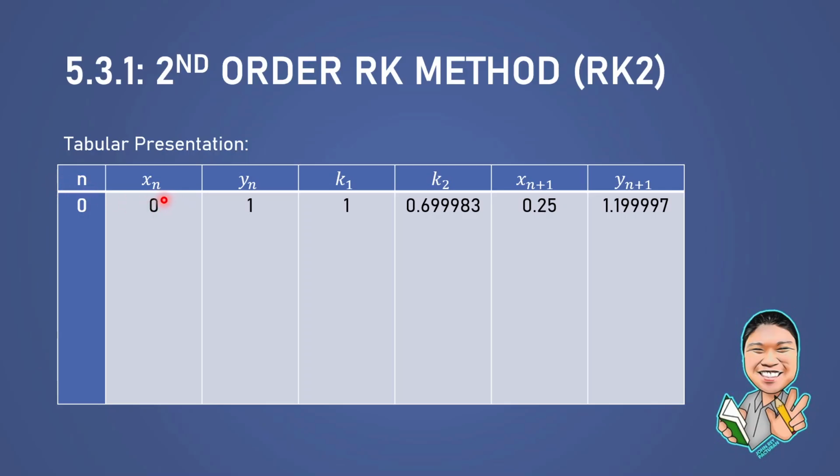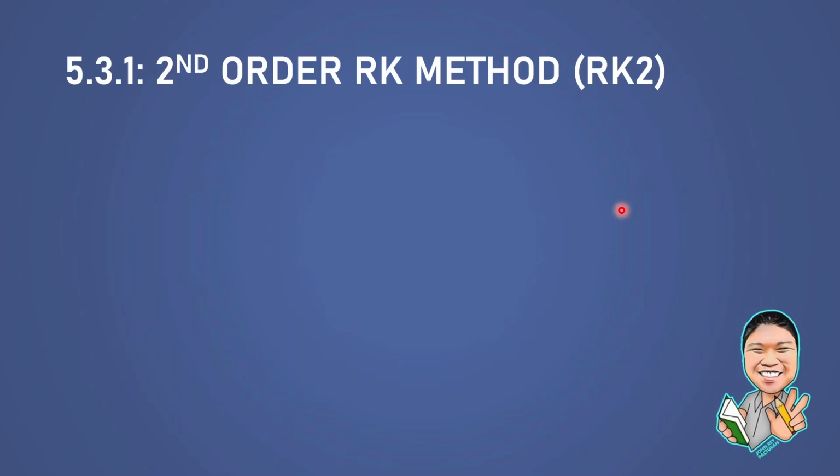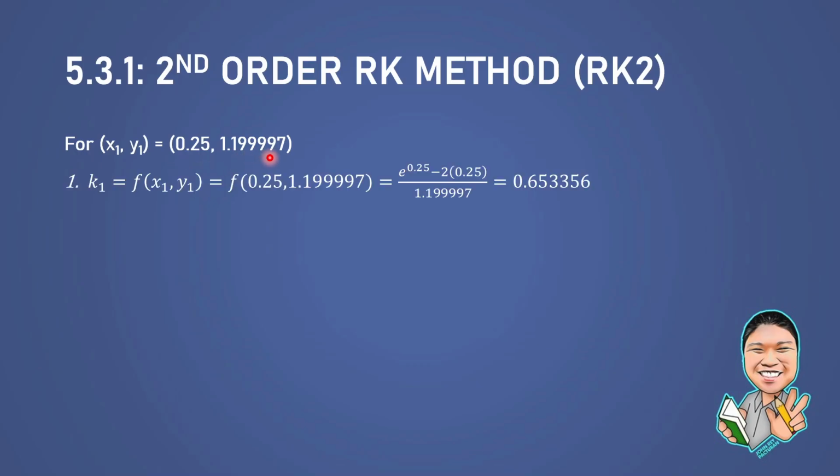So, x sub n is 0. Di ba ito yung initial value natin? Yung k sub 1 is 1. Yung k sub 2 is 0.699983. Yung next value of x is 0.25. And yung next value of y is 1.199997. So, yun na. Meron ka ng tabular presentation. Proceed ka na doon sa next point, which is ito na nga 0.25, 1.199997. And gawin mo lang yung same 3 steps.